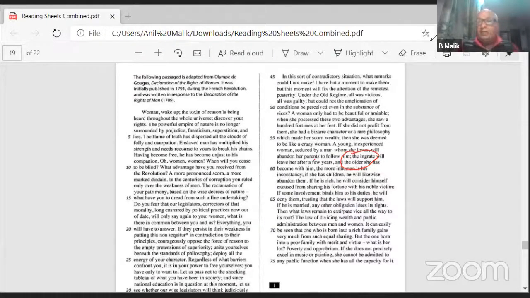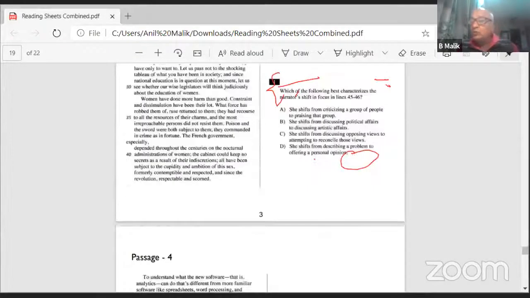So when I read this line, it tells me, "In this sort of setting, what remarks could I not make? I have a moment to make them." Right? But it will fix the attention. So she's going to make some of her own remarks, right? Now, when I check an answer, I need to see the Y, the other side of the two. So when I see she is offering a personal opinion, that's the answer. Now I'm going to match the Y rather than the X. You can try this out. It works. So this is a focus shift question in reverse.